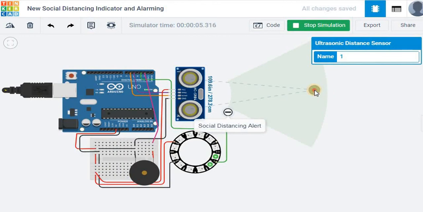As you can see, the closer the distance, the number of LEDs glowing increases, and it's a NeoPixel RGB 12 LEDs. As you can see, if the distance reaches below 100 centimeters, the buzzer indicates along with the 12 LEDs glowing.